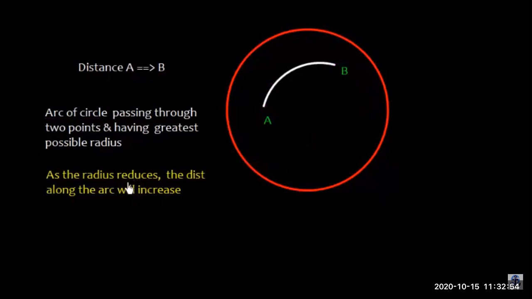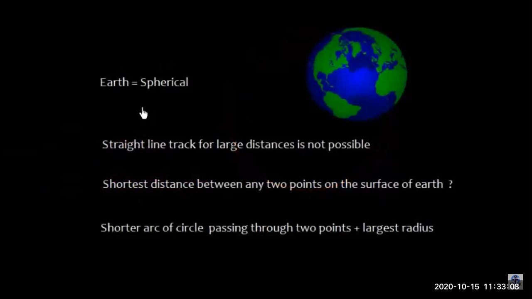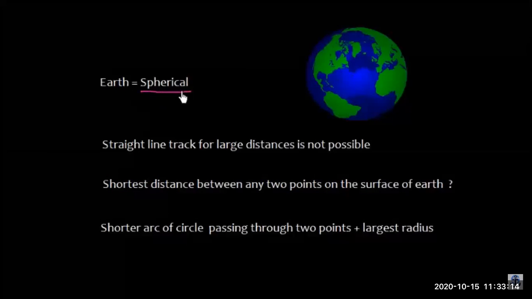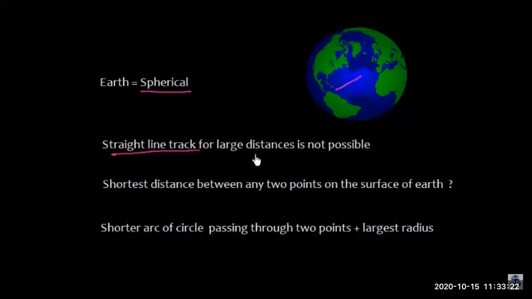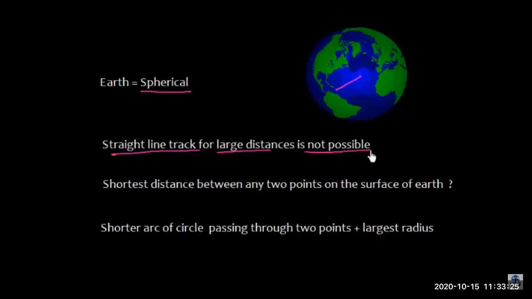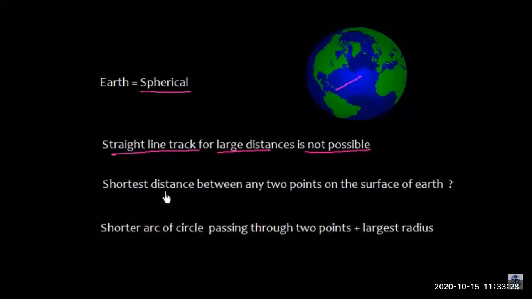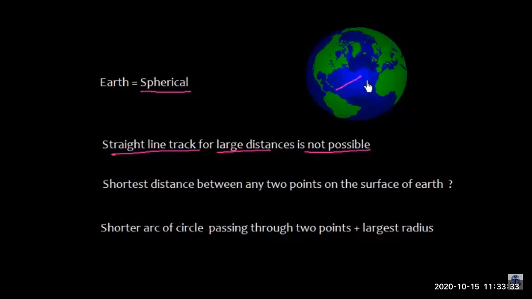So we can say if the radius reduces or is less, the distance along the arc will increase. Largest radius, shortest distance. That is the rule. In the case of Earth, Earth is an oblate spheroid, but we consider it spherical for mnemonic charts and great circle sailing. A straight line track for large distances is not possible. So great circle sailing is used for very large distances. So what we have is the shortest distance between any two points on the surface of the Earth.